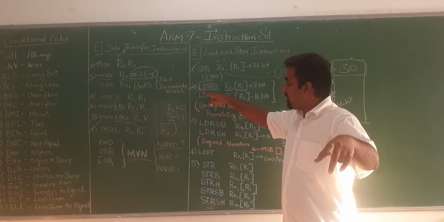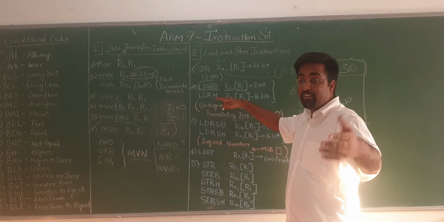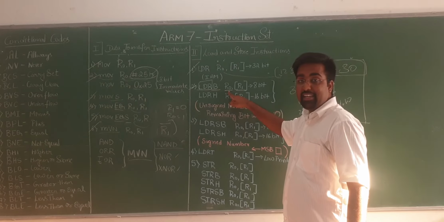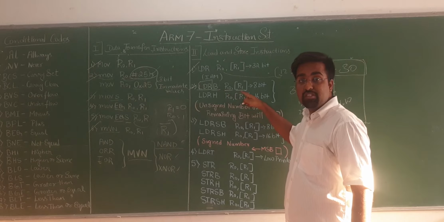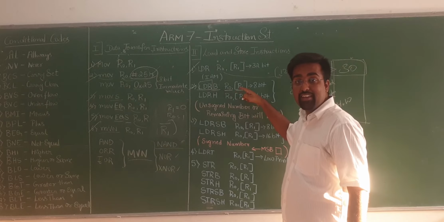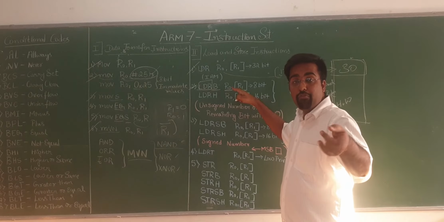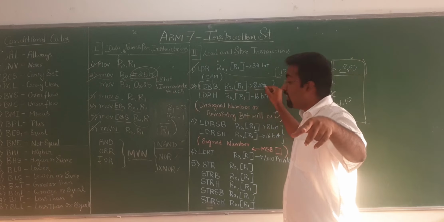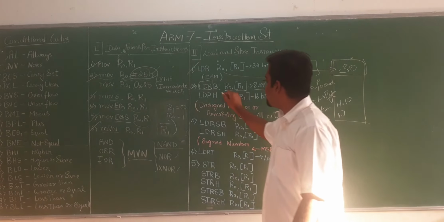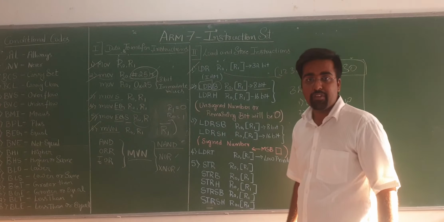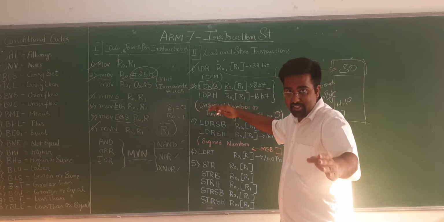LDR, load register. What is it, and who gets what here? R0 gets the value located by the register R1, of which only 8 bits will be copied. Why only 8 bits? I am specifying B here. Okay. Did you understand? I hope so.